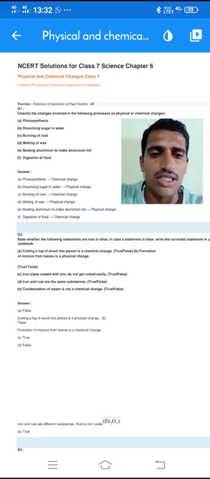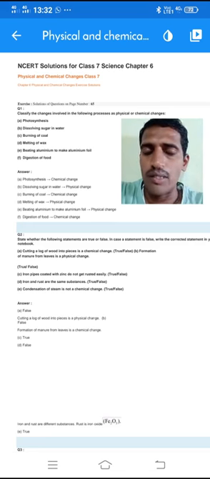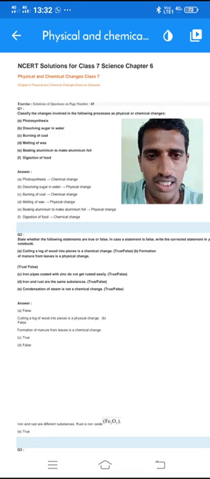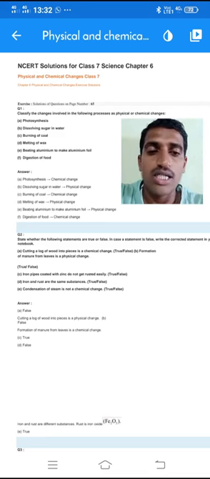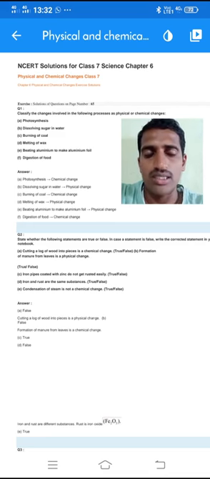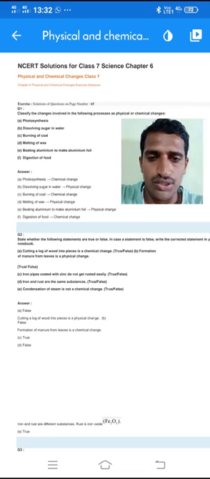It's a physical change because sugar was in solid form earlier. So when you dissolve it in the water, it disappears and gets mixed with the water. So since there is only a change in the state of the object, it is called a physical change. Okay, it does not belong to the chemical change.